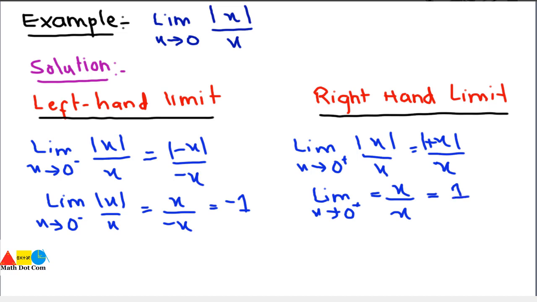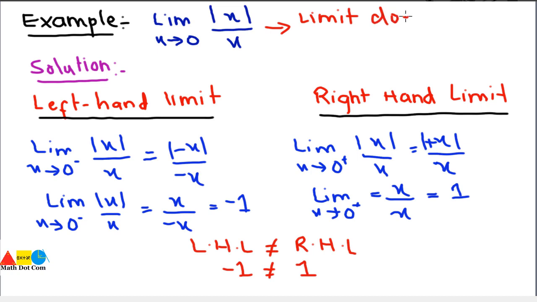So it is clear that the left hand limit is not equal to the right hand limit. That is, the left hand limit, -1, is not equal to +1. So it means the limit of this function does not exist. So I must say that the limit does not exist. This is how you can determine whether the limit of a function exists or not.